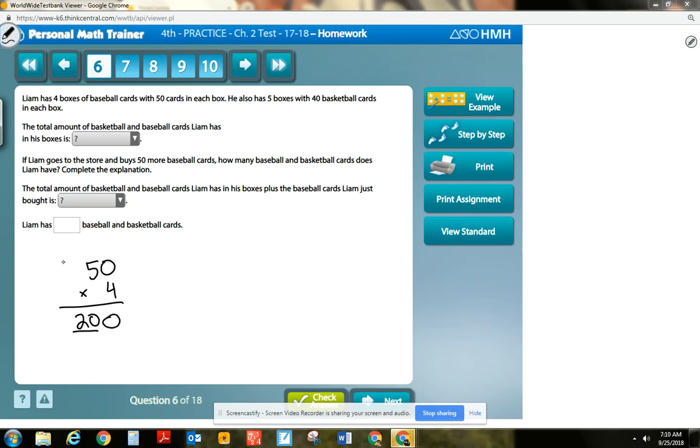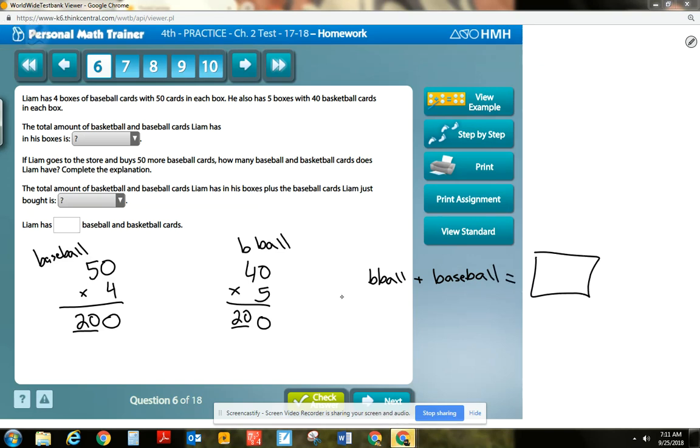And now, these are baseball cards, right? So let me label baseball. And then here he has 5 boxes with 40 basketball cards. So he's got b-ball cards also. And he's got 40 times 5. And we know that 5 times 4 tens is 20 tens. The total amount of basketball and baseball cards: basketball plus baseball equals something, right? So basketball cards, he had 200. Baseball cards, he had 200.